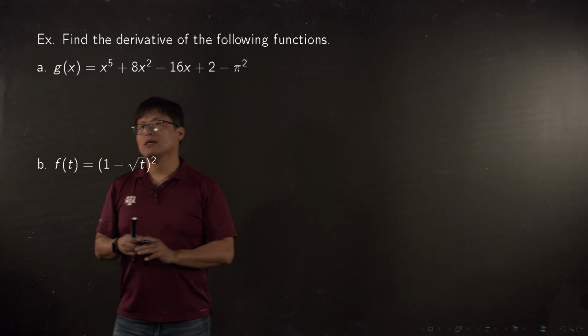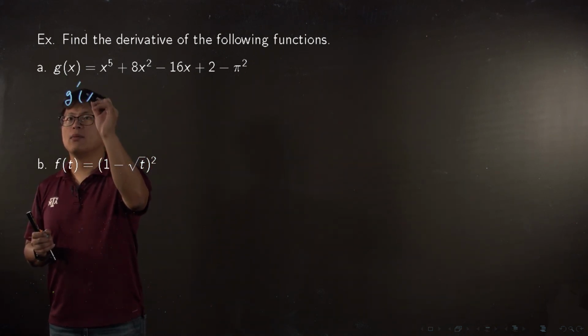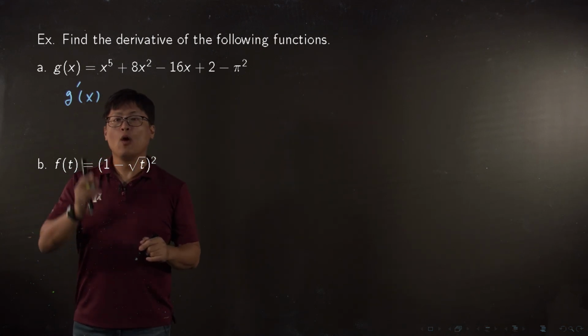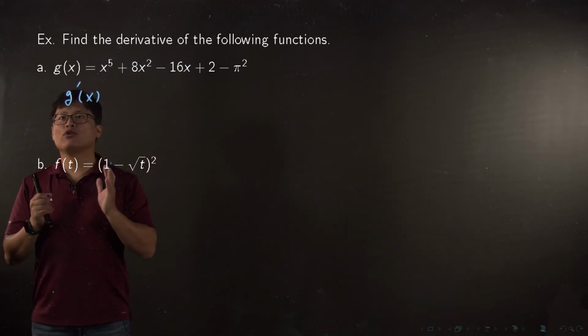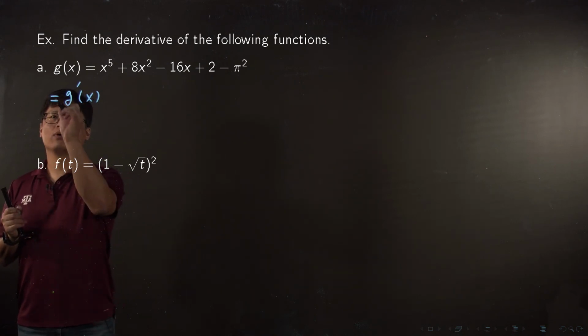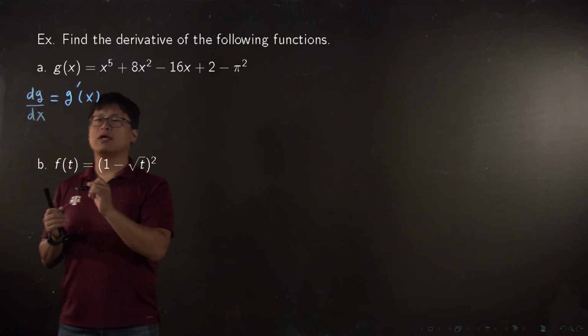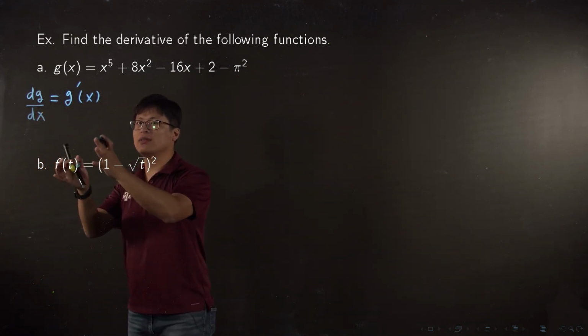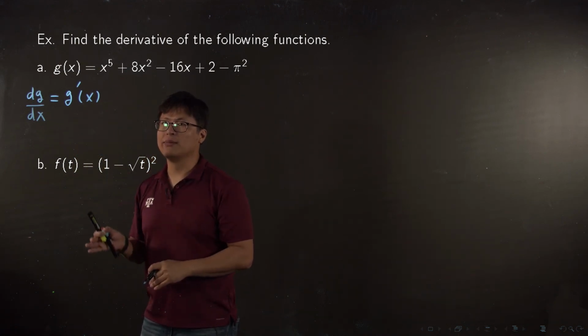Here we go. So g prime means take the derivative with respect to x. In the previous slide, I didn't explain this one: we also use the Leibniz form, which is dg over dx notation. So you have to get familiar with this notation as well. It's just a different notation, but the same meaning. Just take the derivative with respect to x.